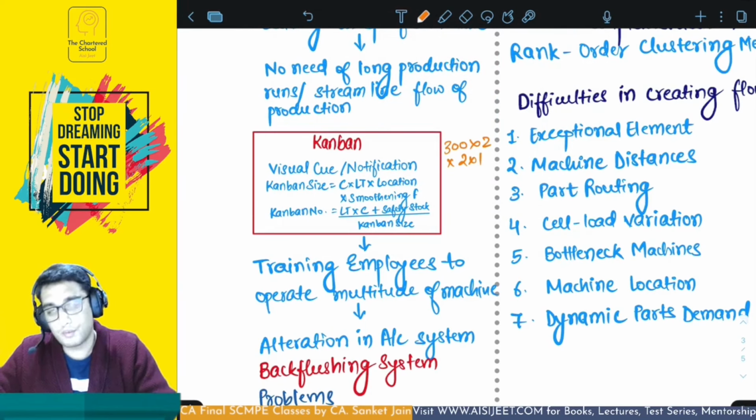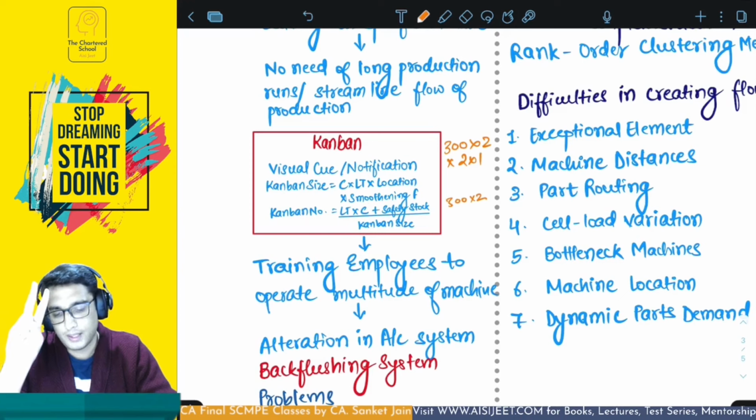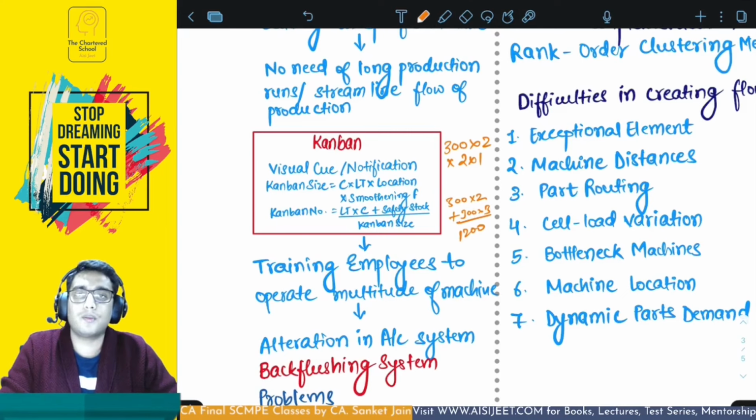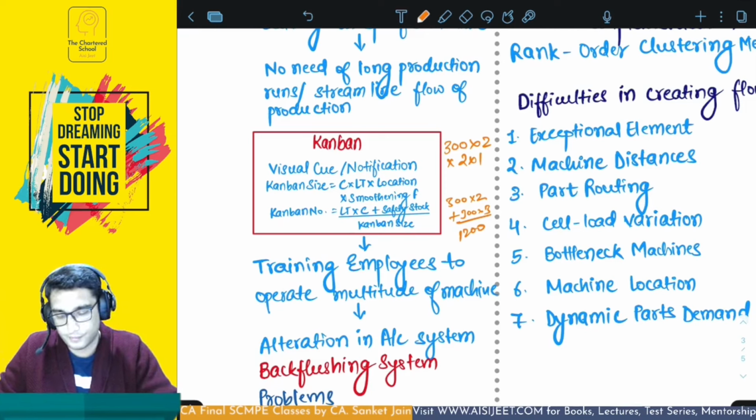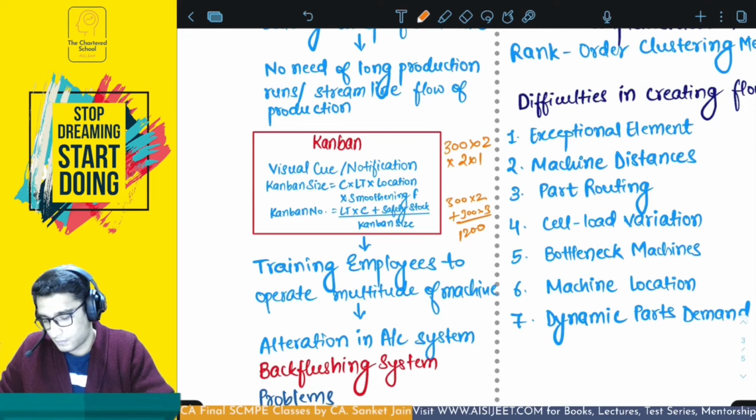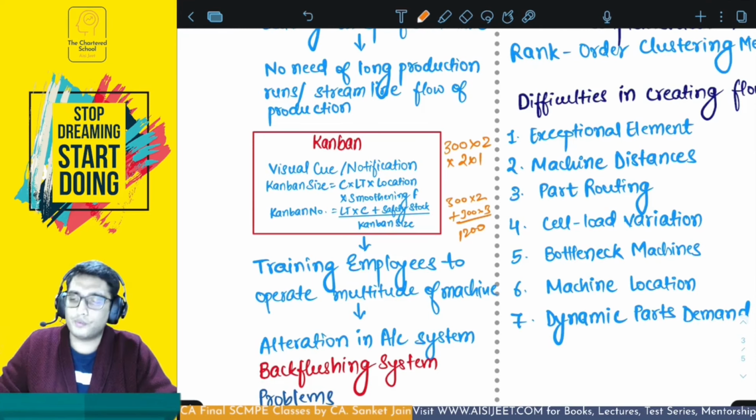Now my safety stock was for 3 days, right? Remember? So 300 is my consumption per day multiplied by 2 lead time plus 300 multiplied by 3, divided by Kanban size we got as 1200. So that is going to be what? 1500 divided by 1200, right? It's coming in decimal. So 1500 divided by 1200 is what? 5 by 4. So not 5 by 4, sorry. Yeah, it's 5 by 4. So 1.25 it comes. Definitely it cannot be in the decimal.